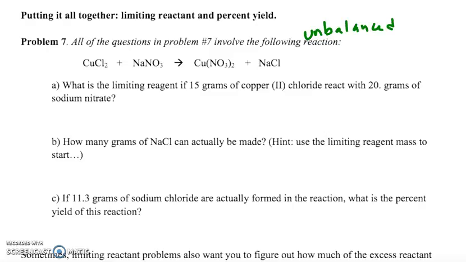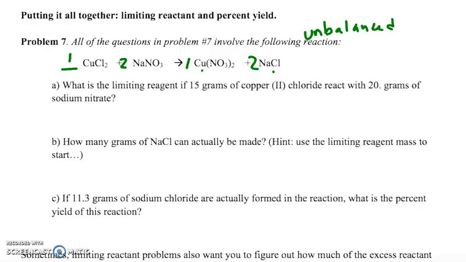We need those coefficients. So if we take a look here, we have 1 copper, 1 copper, 2 chlorides, but only 1 chloride over here, so we've got to put a 2. 2 sodiums, now I'm going to have to put a 2 there. So this works out to 1, 2, 1, 2 as your coefficients.